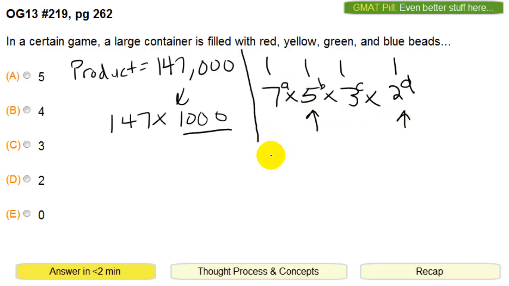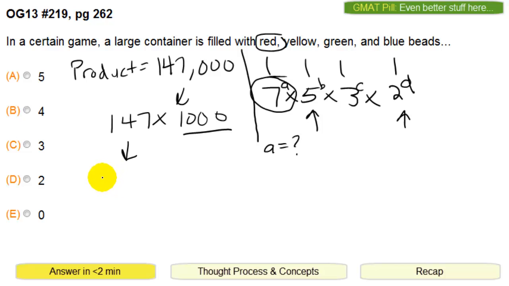The question is asking how many red beans were removed. So the red ones are the ones that are in this area. So we only care about what's the value of A. Right? So what equals A? And so 1,000 is taken care of by 5 and 2. We only care about 147.